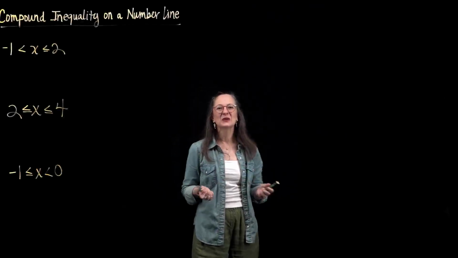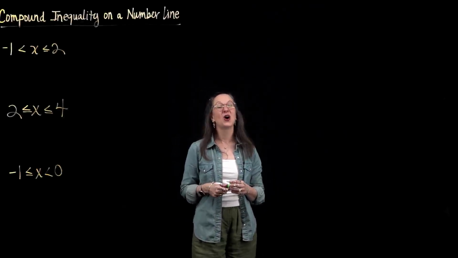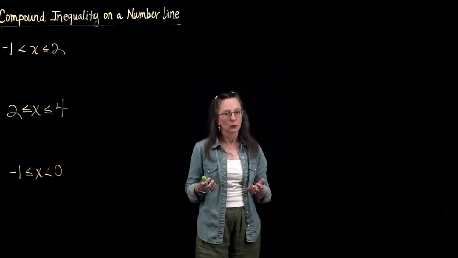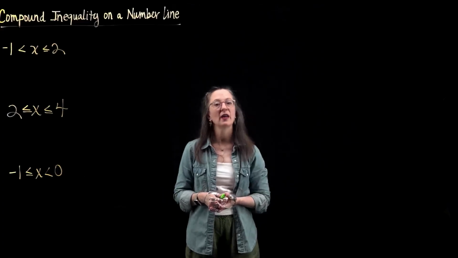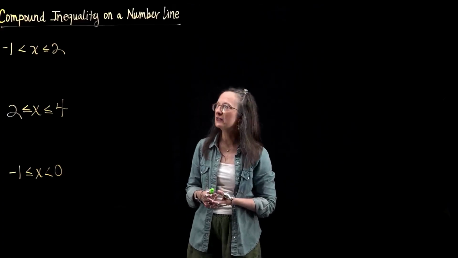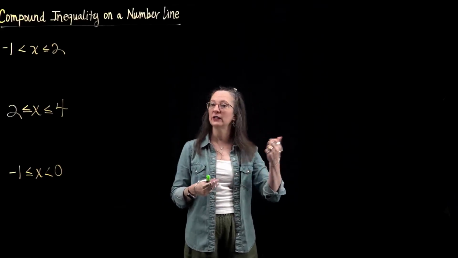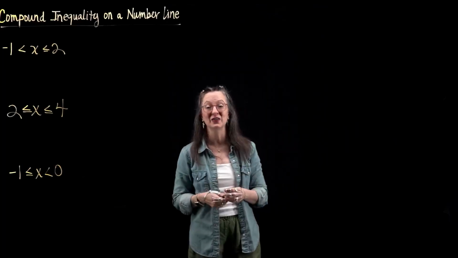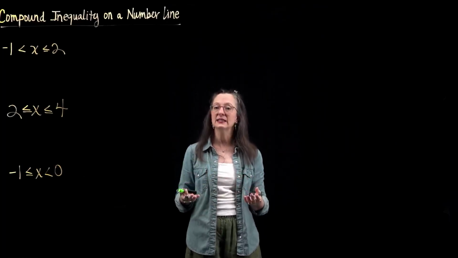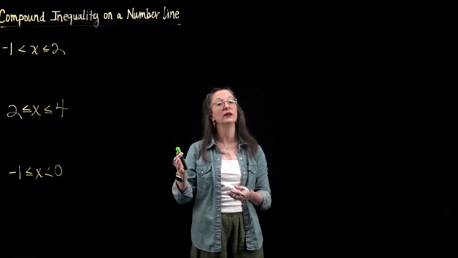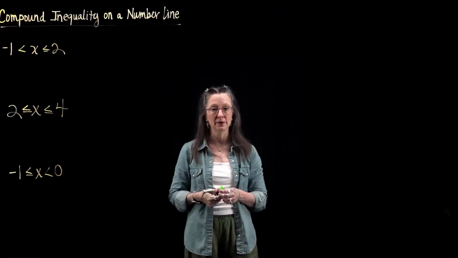All right, hi friends. Today we're looking at compound inequalities on a number line. The other type of inequalities on a number line that we've looked at just involve one variable and one number, and the inequality goes off to either positive infinity or negative infinity. In this case, we would say it's a bounded inequality, meaning that it goes from one number to another number.